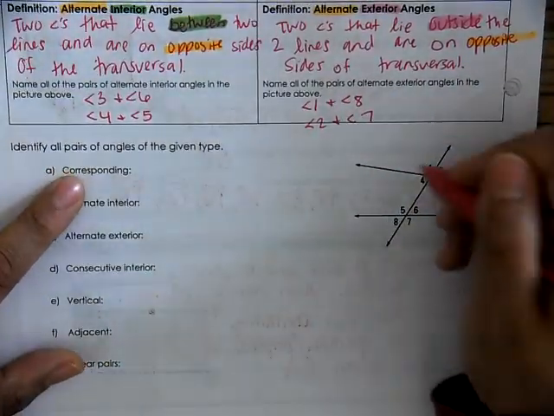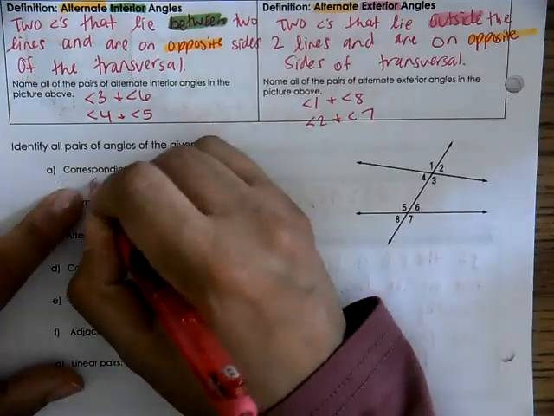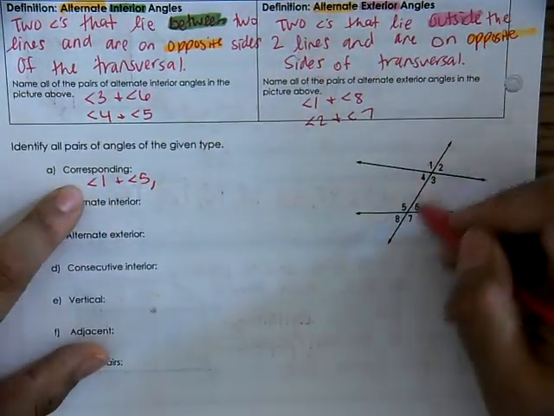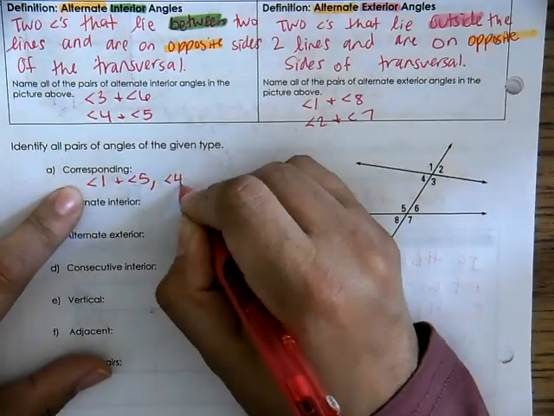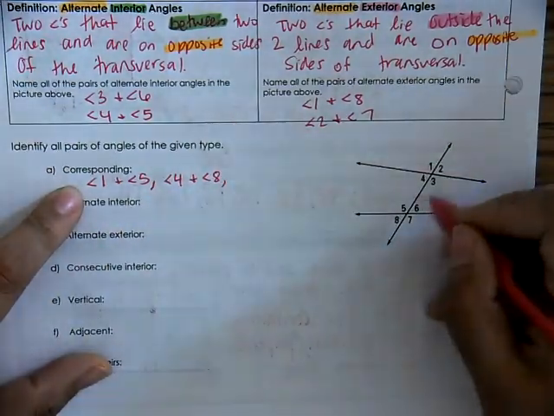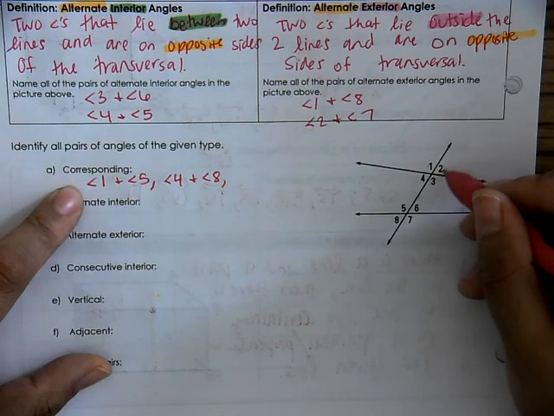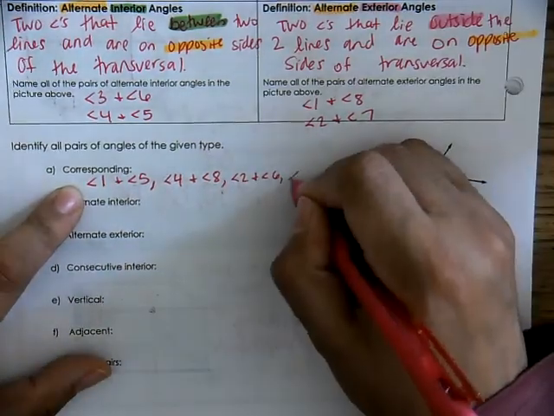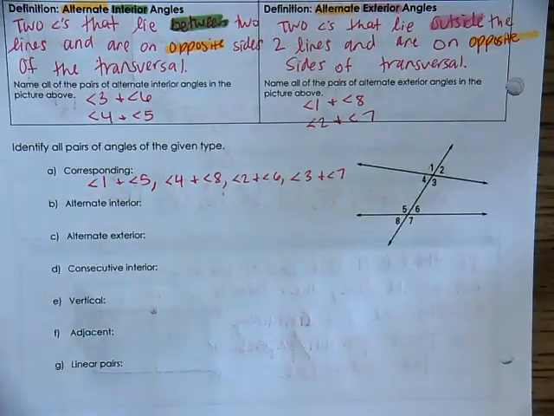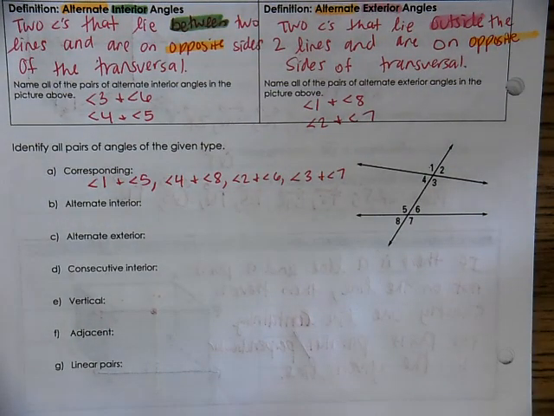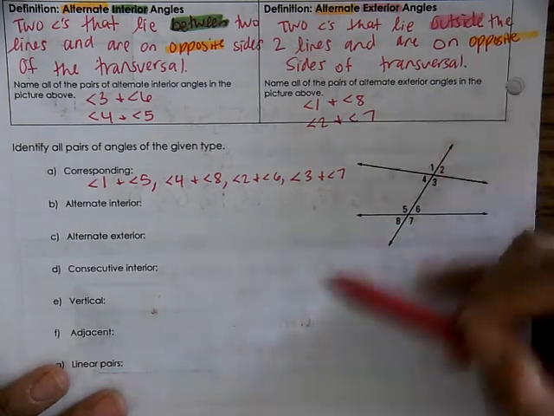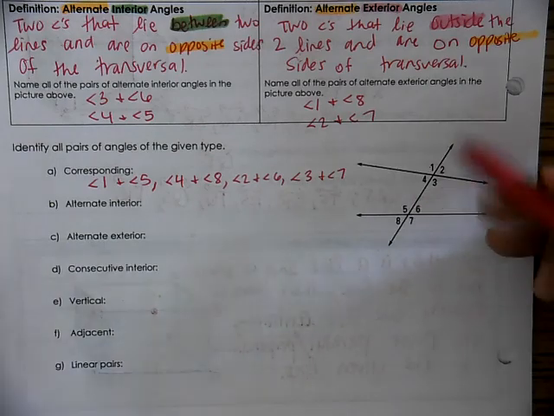So corresponding, there's a bunch that we can start with. So 1 and 5, and you're just kind of listing them out with commas in between them. 4 and 8. Then we have, you can also do the other side, 2 and 6, and 3 and 7. Okay, those are the only 4 pairs of corresponding angles because they're on like every other one, or you can kind of start with the position and go to the other line, same position.